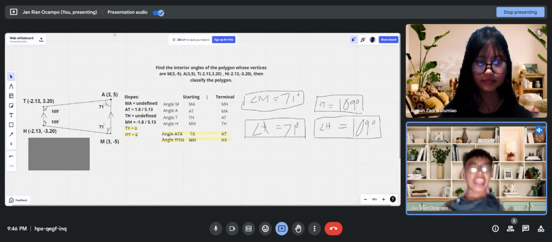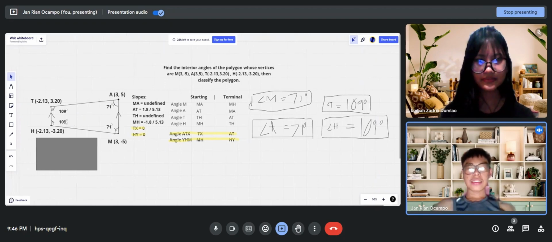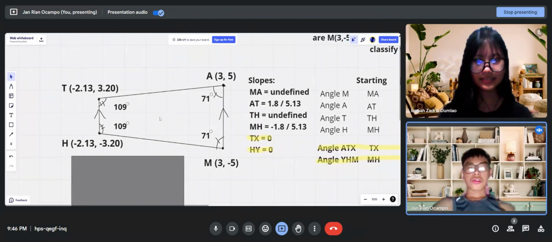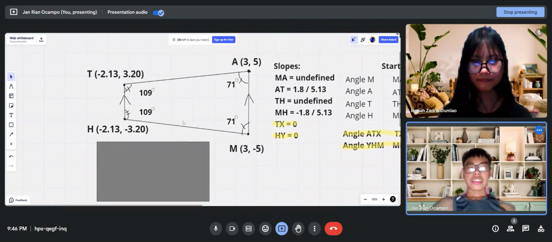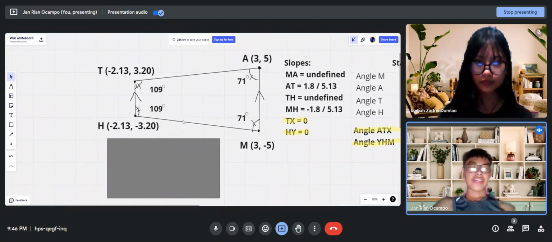And now we have the final angles. Angle M is equal to 71 degrees. Angle A is equal to 71 degrees. Angle T is 109, and angle H is 109 degrees. So let's now give our focus to the polygon as we are trying to classify it.